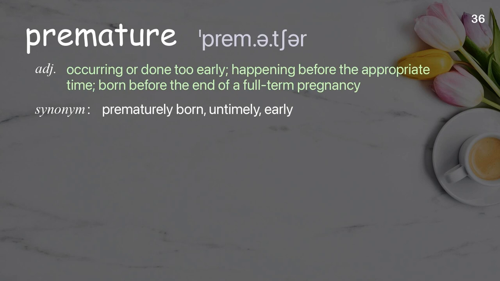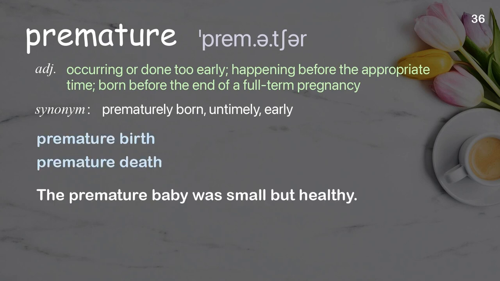Premature. Occurring or done too early, happening before the appropriate time, born before the end of a full-term pregnancy. Examples: premature birth, premature death. The premature baby was small but healthy.